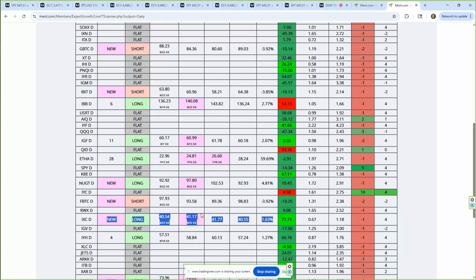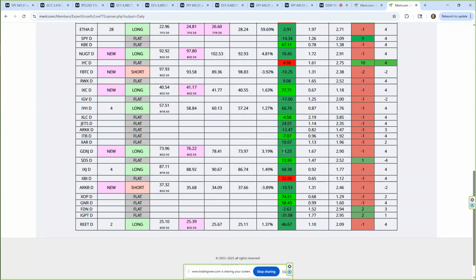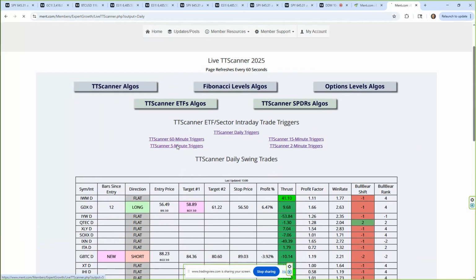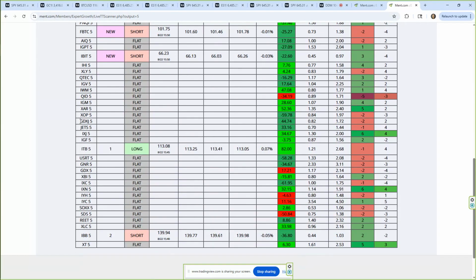IXC. Now remember, the dailies swing longer than the 15-minute or the 60-minute or the 5-minute. So depending on how you want to trade these, like GDXJ, new trigger. That's a great new trigger. Already hit target 1. We've already seen some upward movement. What we're looking for here is some follow through. But now you would come down here to the 5-minute. You would look for GDXJ, which should be down here. No new trigger, but above 30 on the thrusting. That's a pretty good upward trend. You could theoretically take the trade.